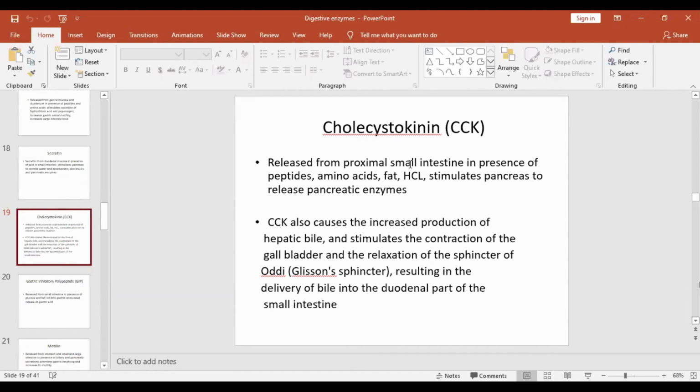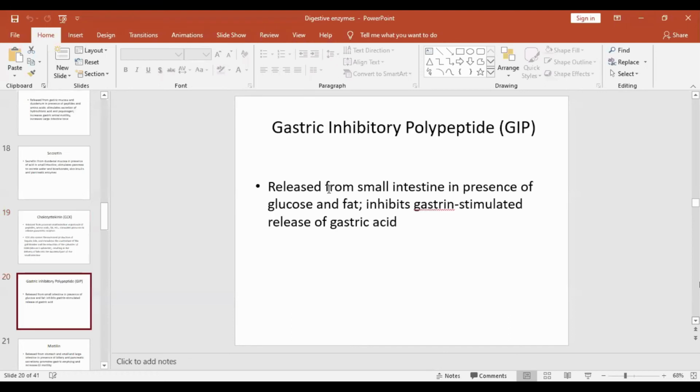Another function is that it stimulates the pancreas to release the different pancreatic enzymes. So this is the role of cholecystokinin in releasing the digestive enzymes.